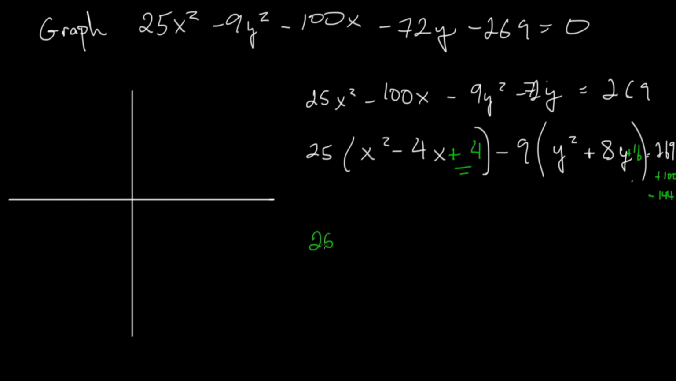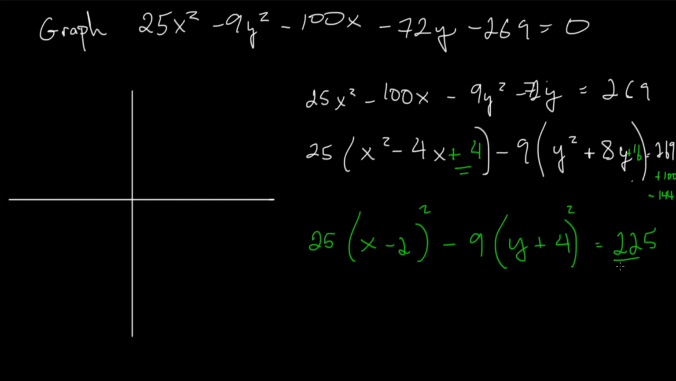We have 25 times x minus 2 quantity squared. That's just completing the square. Minus 9 times y plus 4 squared, and that's all going to be equal to 269 plus 100 minus 144, which is a nice round 225. And then we are now in completed square form. Let's go ahead and get it in hyperbola form. We need this number to be a 1. Let's divide both sides by 225.